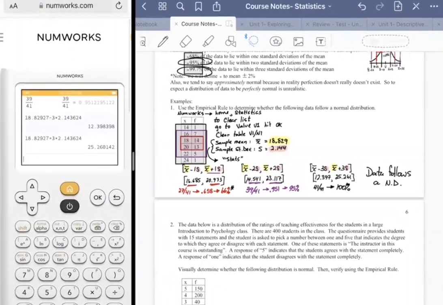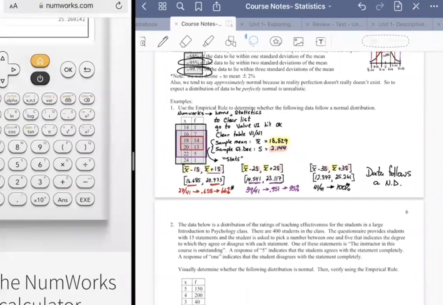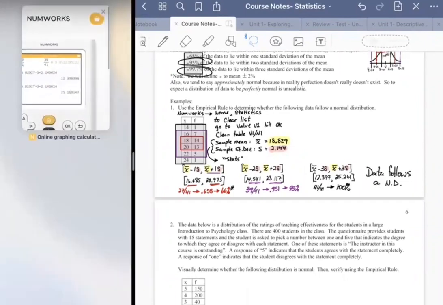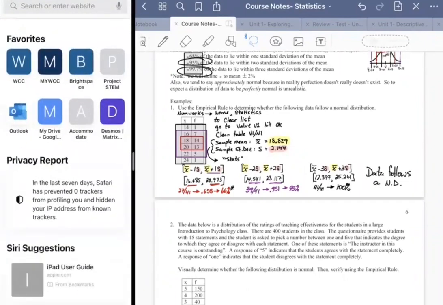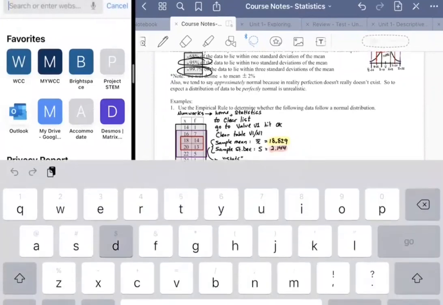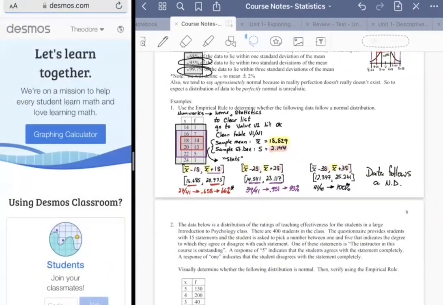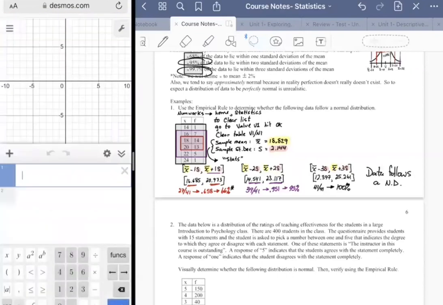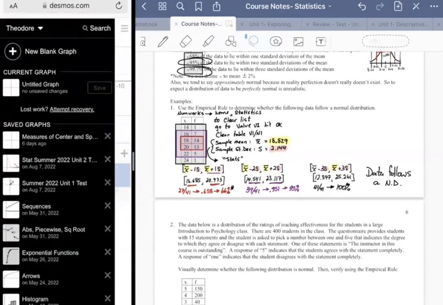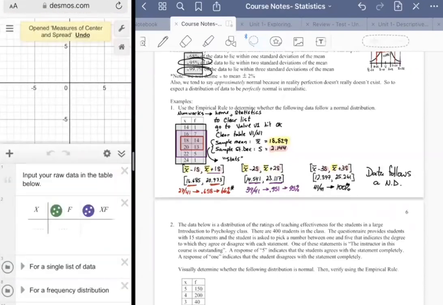That's not Desmos. Actually, I don't even remember doing that. So let me go to Desmos, learn together. And the calculator that we used was measures of center and spread.